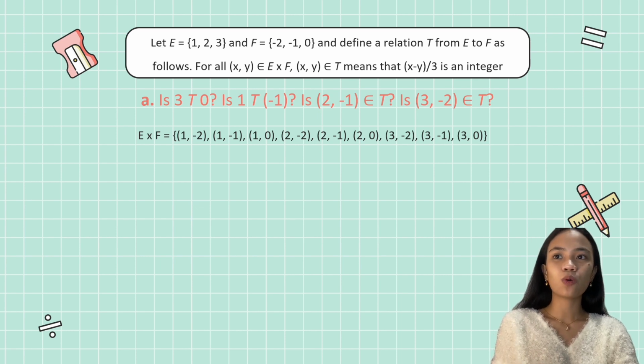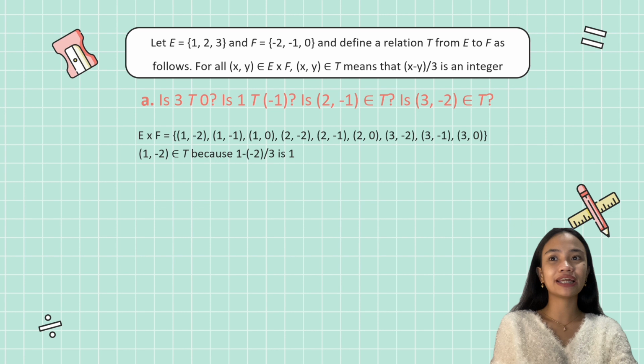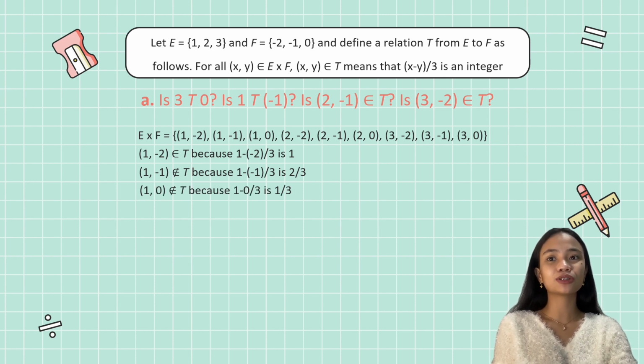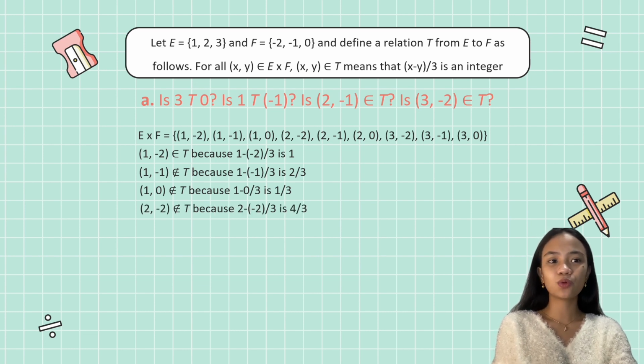So first, 1, -2 is an element of relation T because 1 minus -2 over 3 is 1, which is an integer. 1, -1 is not an element of relation T because 1 minus -1 over 3 is 2/3. 1, 0 is not an element of relation T because 1 minus 0 over 3 is 1/3. 2, -2 is not an element of relation T because 2 minus -2 over 3 is 4/3.